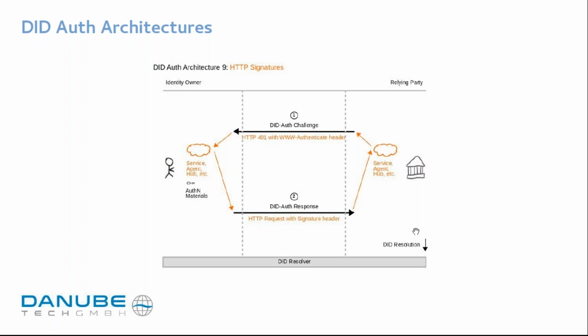Remember, there's always DID resolution, right? So we're always proving control of a certain DID. The relying party can validate that it's interacting with an identity owner identified by a certain DID, and it uses DID resolution to obtain the DID document and to validate the DID Auth responses, the DID Auth signatures.